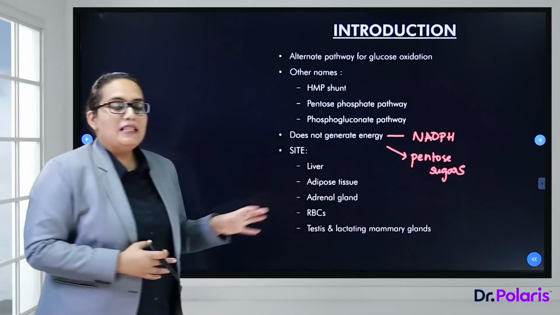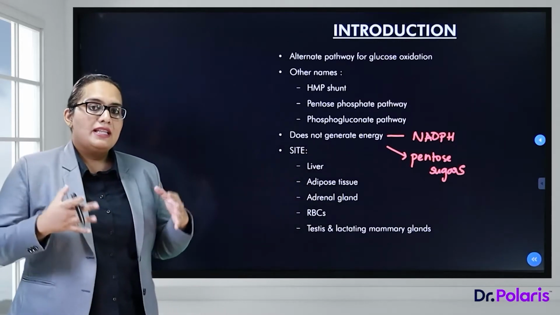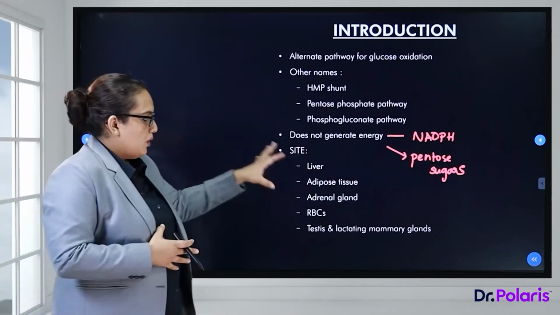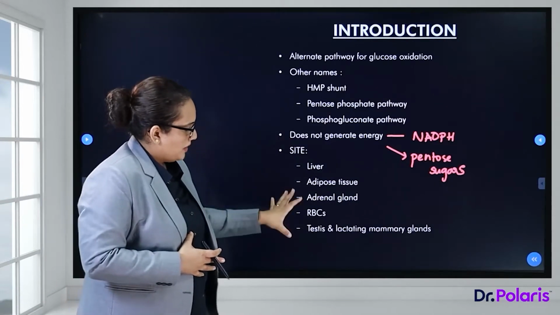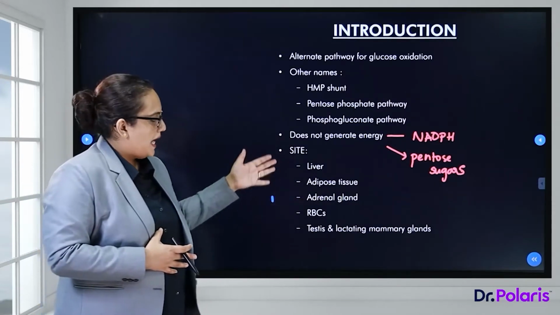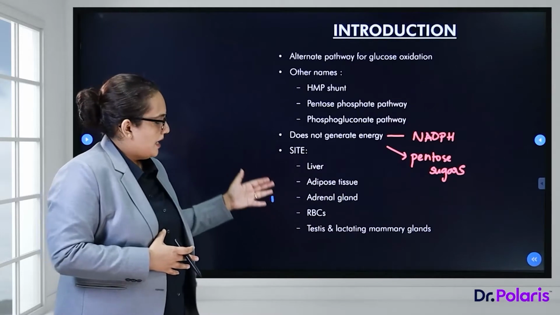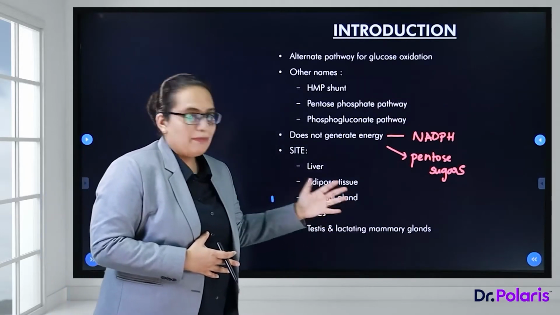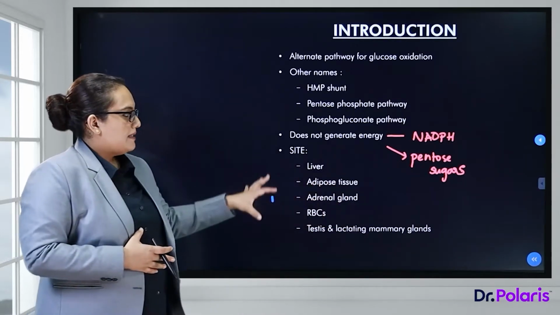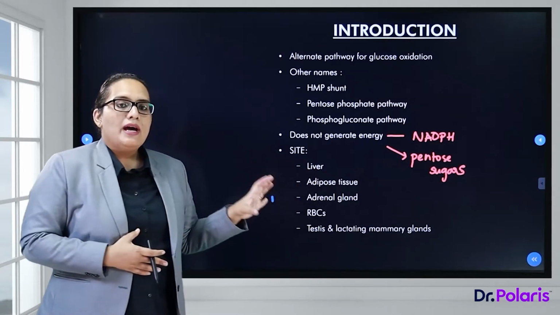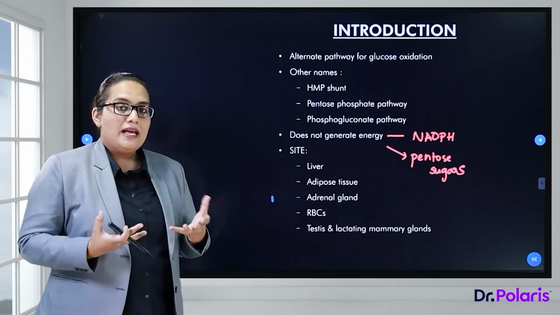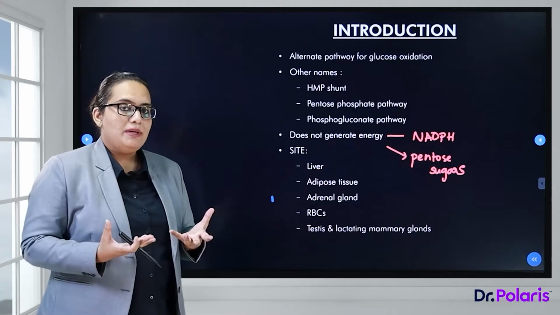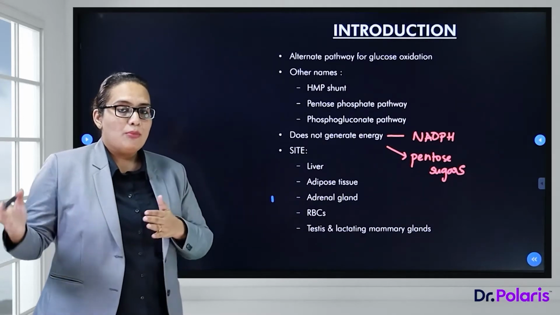Now, let's have a look at the major organs or the major site where the pathway operates. Now, if you have a look at the major organs over here, you can see that it's liver, adipose tissue, adrenal glands, RBCs, testis, and the lactating mammary gland. Now, the thing is, these organs mainly require NADPH. They rely on the utilization of NADPH for the synthesis of certain important products.